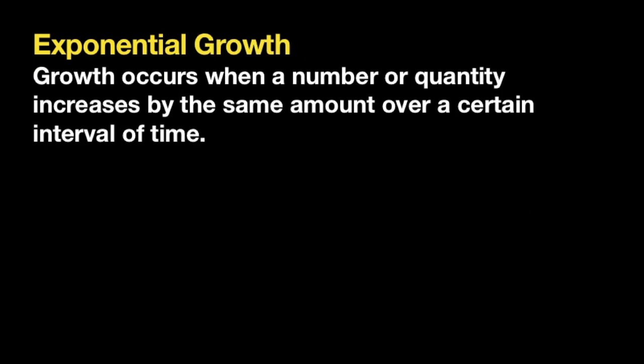So exponential growth happens whenever a number or quantity increases by the same amount over a certain interval of time. One of the biggest differences here is that compared to other functions, this increase is going to happen in a very short period of time. So numbers are going to get larger very, very quickly.